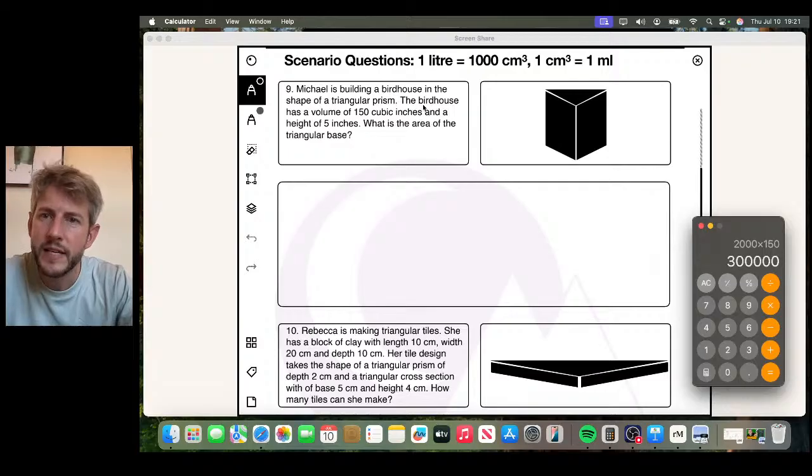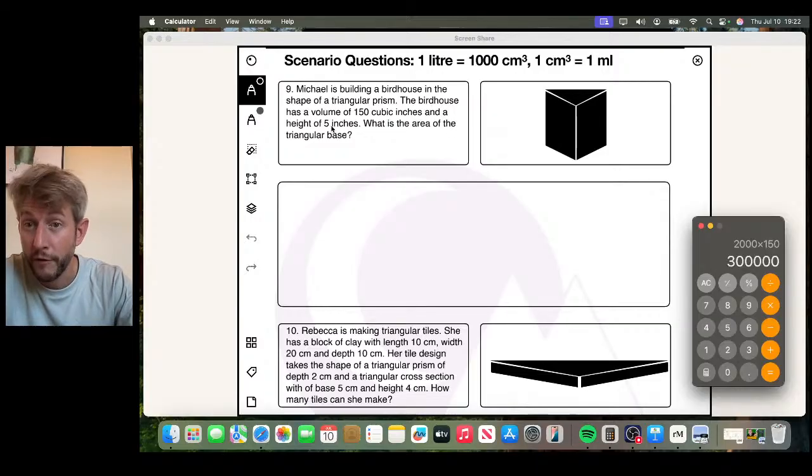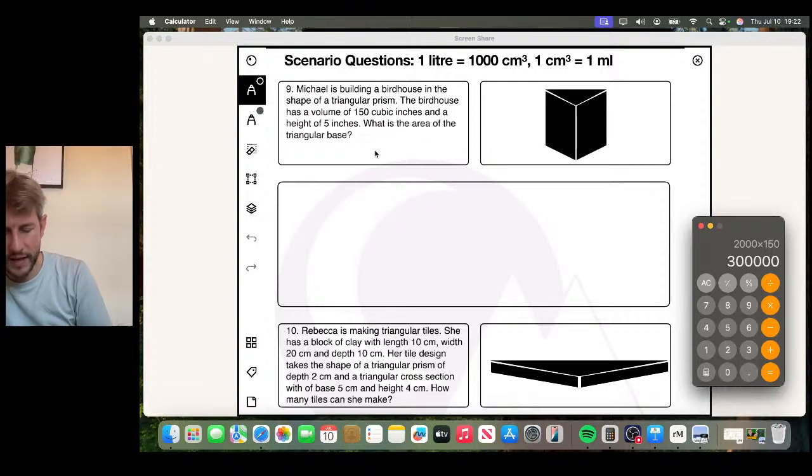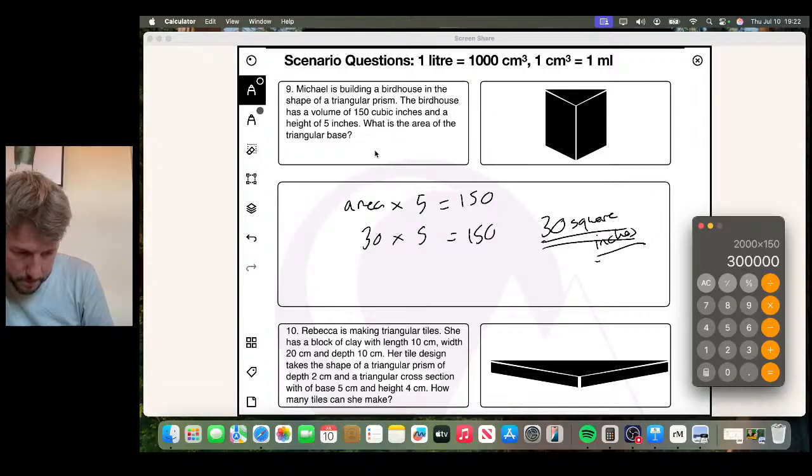Michael is building a birdhouse in the shape of a triangular prism. The birdhouse has a volume of 150 cubic inches and a height of 5 inches. What is the area of the triangular base? Okay, so area times the height, which is 5, will equal 150. Okay, well, I know that 30 times 5 equals 150. So the base will have to be 30 square inches.